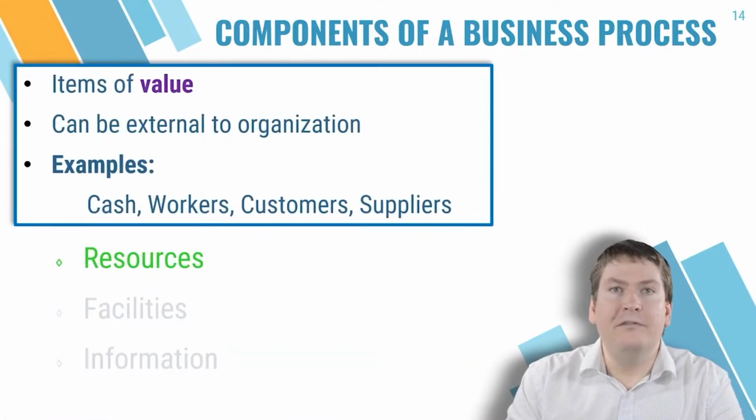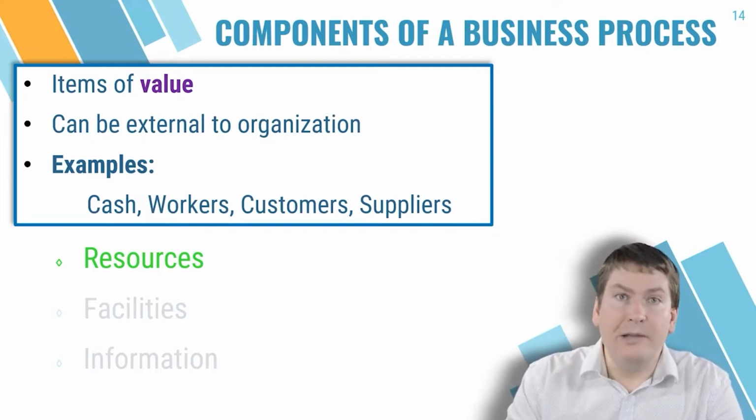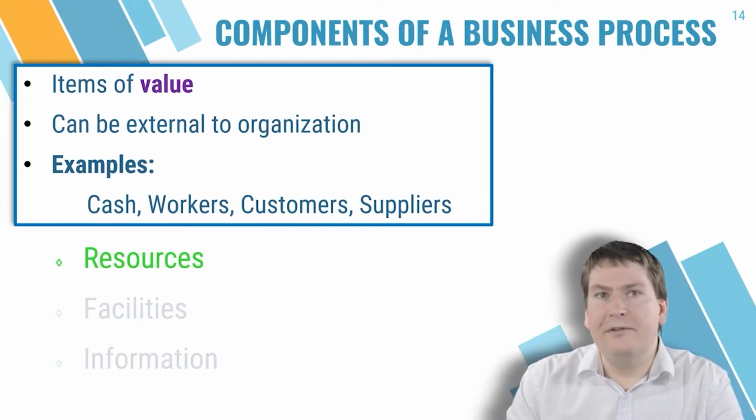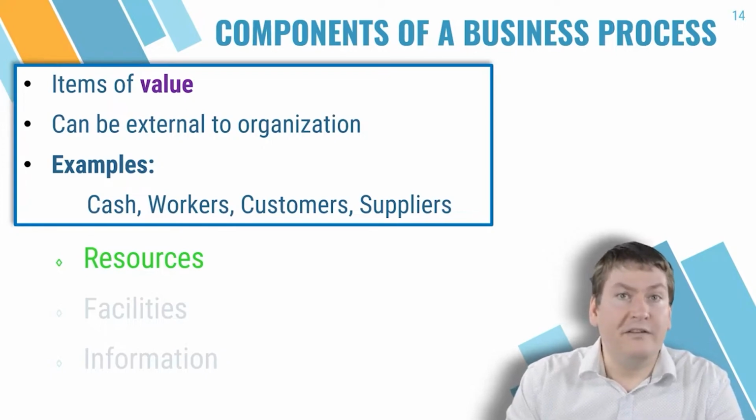Resources are any items of value to the business, including items that are external to the business. This can be things like cash, employees, customers, paper bowls, boxes of falafel, or even suppliers. Yes, suppliers are a resource, and this makes sense if you think about it. It takes a significant effort and time to find suppliers that are reliable, produce quality materials, and do it for a reasonable price. A good supplier has significant value for a manufacturing company.